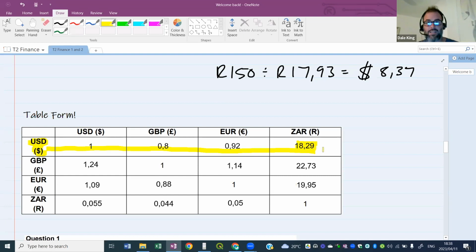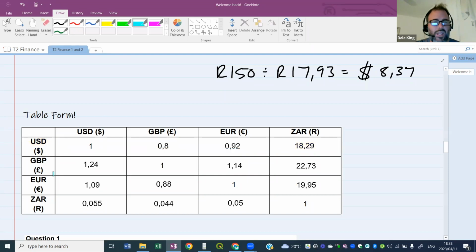This is today's exchange rate. So the 17,93 was a couple of days ago. This is today. It's changed already. So you read from the left currency and then you go across to the right looking for the currency you want to change to. Okay, I'll do it again, a different one.